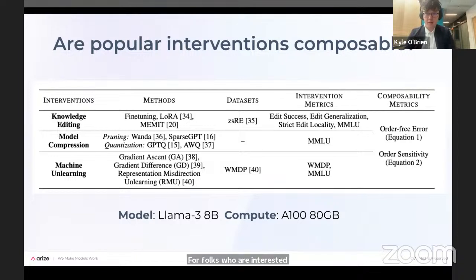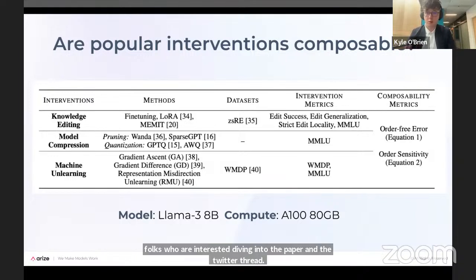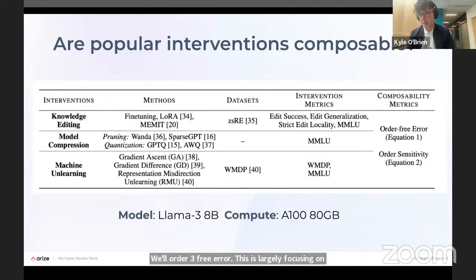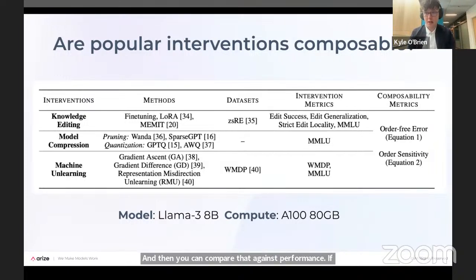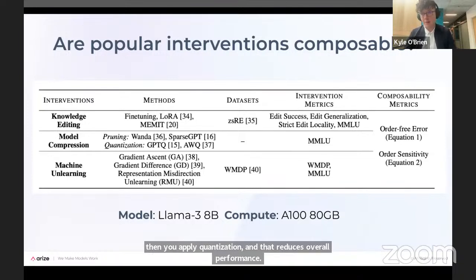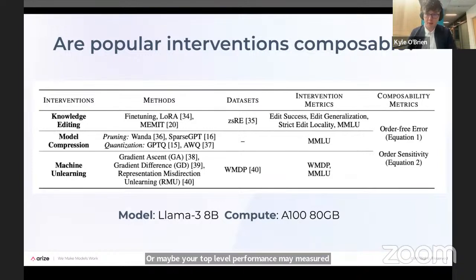For order-free error, this is largely focusing on just what's the maximum performance that you can get when you pair two interventions. And then you can compare that against performance if you didn't apply any interventions or you apply only one. Let's say you have your original model, you apply some editing, but then you apply quantization, and that reduces overall performance. Or maybe your top level performance, maybe measured by MMLU, remains the same, but your editing performance goes down. That order-free error will track that drop in your editing performance.